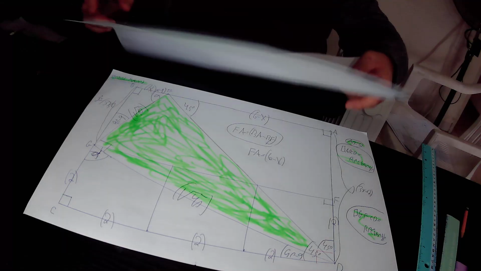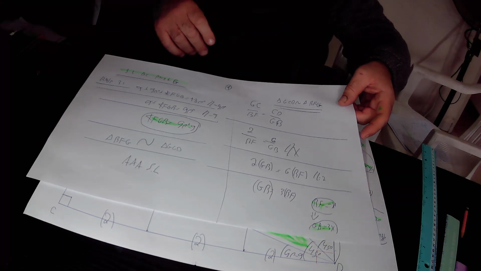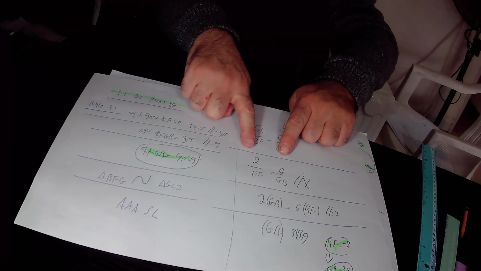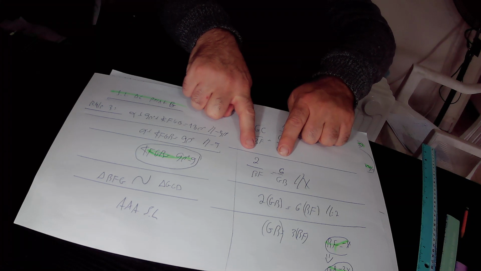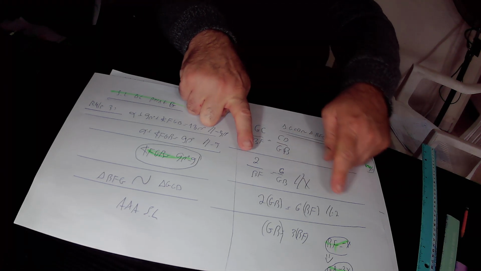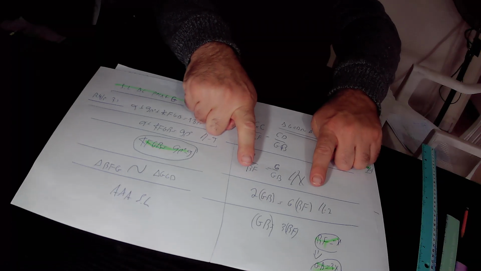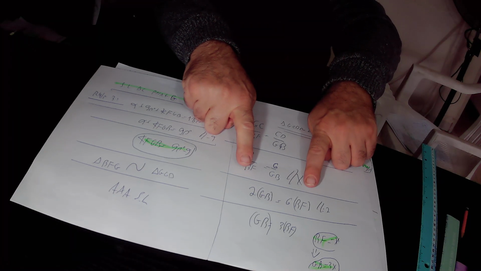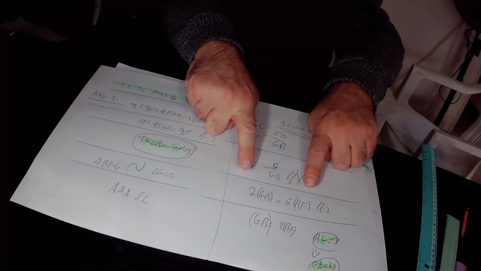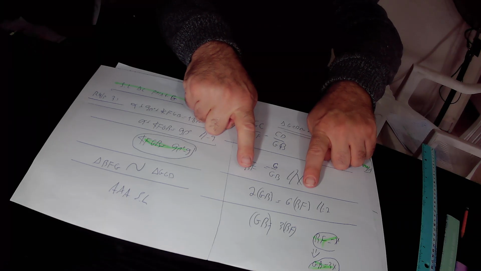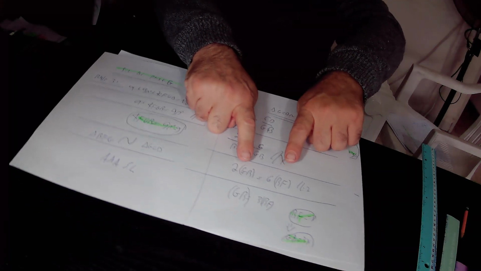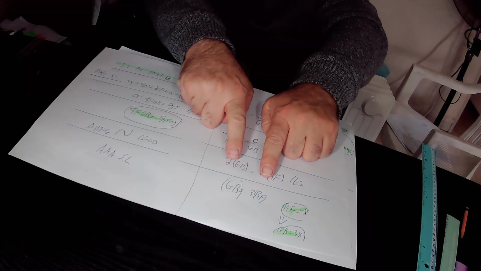So in total, we found out that 2 over BF equals 6 over GB. Here we cross multiply this equation and find that 2 times GB equals 6 times BF. Here we divide this equation by 2 and find that 2 times GB over 2 is GB, and it equals 6 times BF over 2, that is 3 times FB. So in total we found out that GB equals 3 times BF.